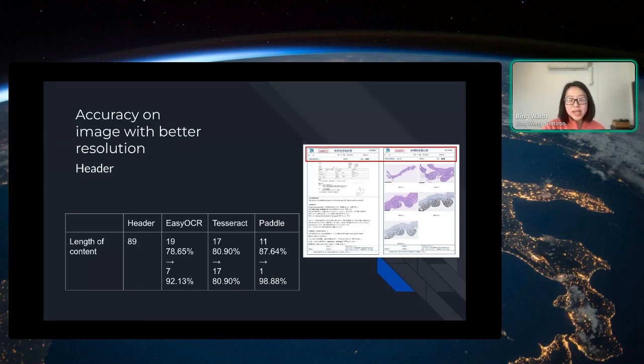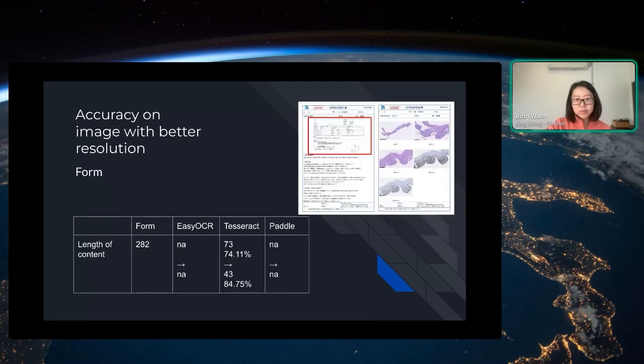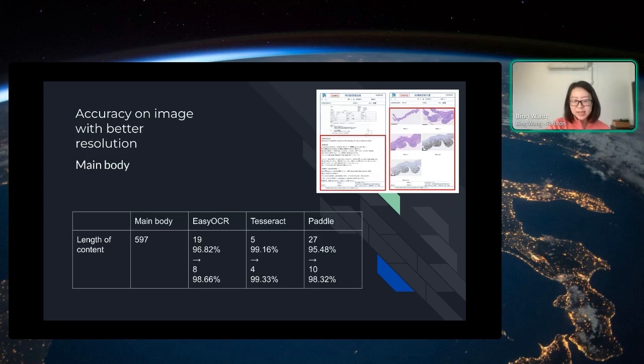Now with an image of improved resolution, the three models did significantly better, especially Paddle, which missed only one character here. When it comes to the analysis of the form here, Easy OCR and Paddle still struggled. Tesseract performed with a slightly better accuracy rate. The main body text, again, is the part where the three models shine. The accuracy rates are pretty high across the three models.